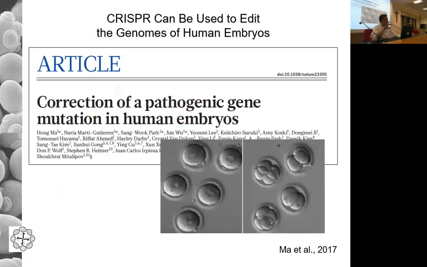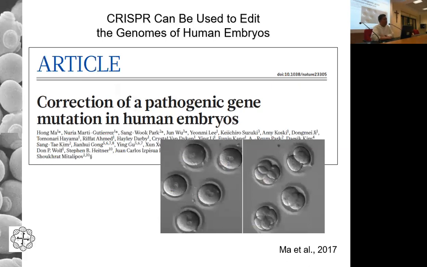I would like to end this section by discussing this paper, Ma et al., published last year, which is the first use of CRISPR to edit and correct a defect in human embryos. So this was done in the lab of Shoukhrat Mitalipov in Oregon. Oregon is one of the states in the western part of the United States. It's north of California. The capital of Oregon is Portland.